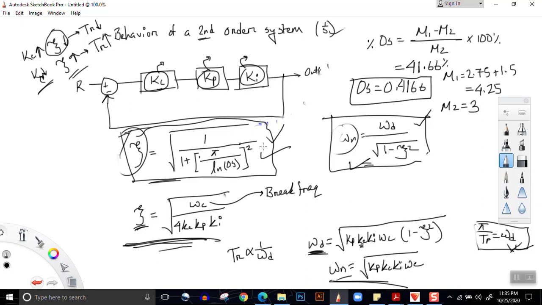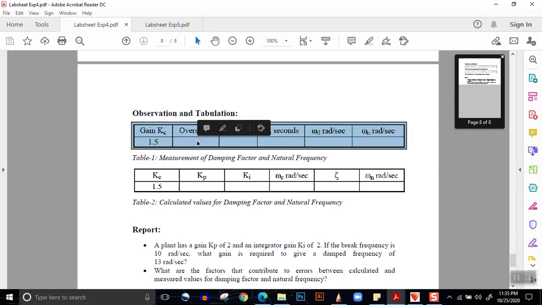Now putting this overshoot in this equation, we can determine zeta. So how can we determine zeta? We put it as root over 1 divided by 1 plus, bracket starts, pi divided by ln of 0.4166, end the bracket and give a square. So by calculation we find zeta is equal to 0.268. From this data table we have found overshoot and zeta.